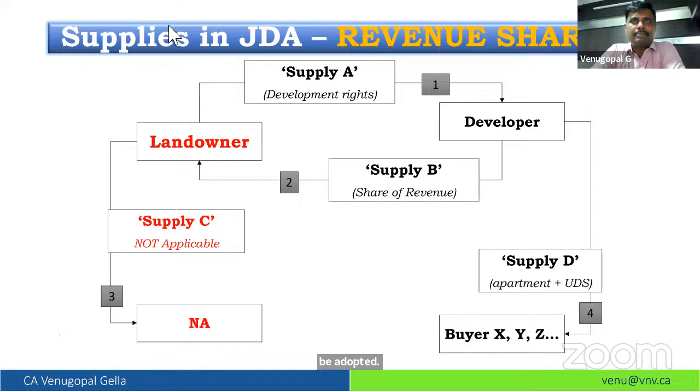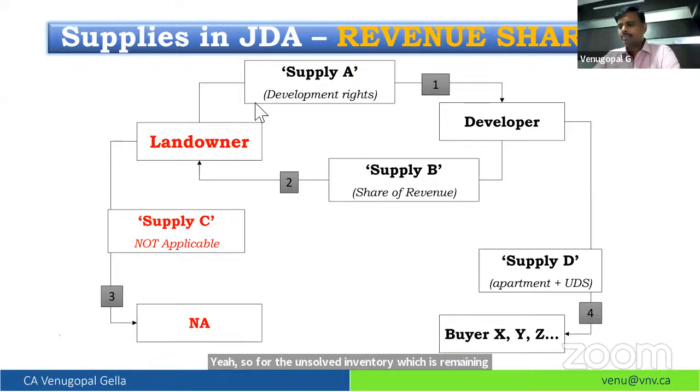Can I ask one more question, sir? Yes, please. For the unsold inventory which is remaining, let us assume it is not getting sold, and if a few units are captively consumed by the landlord himself and a few units by the developer, what would happen in that case, sir? In a revenue sharing, right?